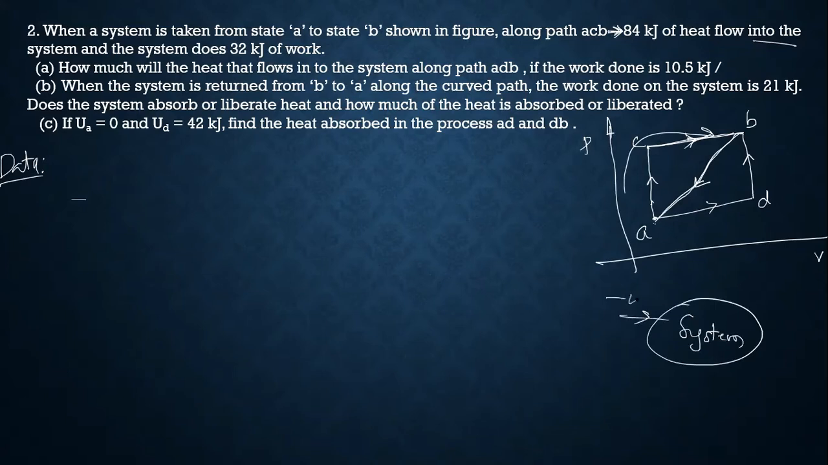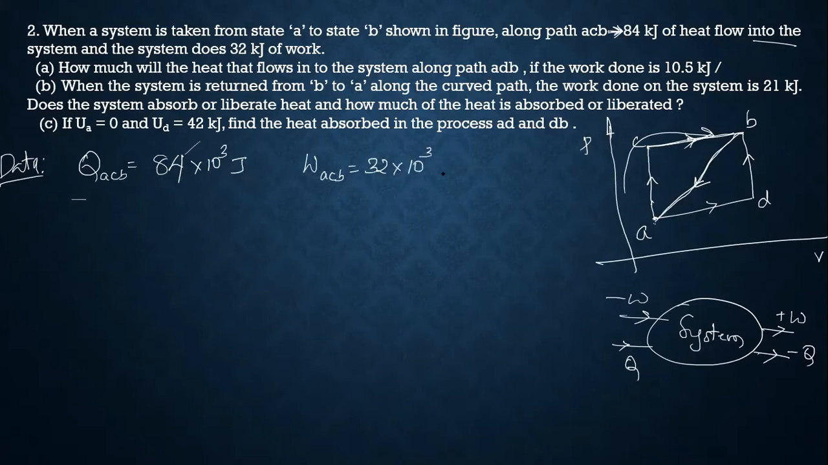Once again, I will write the sign convention. Work done on the system is negative. Work done by the system is positive. And heat absorbed is positive. Heat liberated is negative. Therefore, heat flow in ACB, QACB, is equal to heat flow into the system. Into the system is positive. Therefore, 84 into 10 to the power of 3 joules. And in this ACB, the system does 32 kilojoules of work. Therefore, WACB, work done by the system, is 32 into 10 to the power of 3 joules.